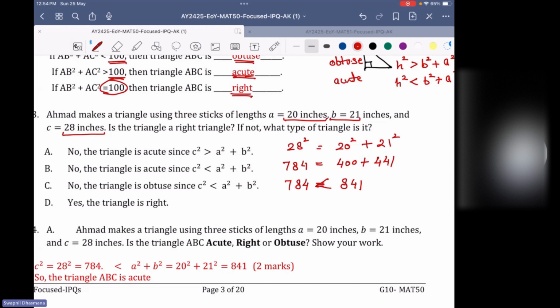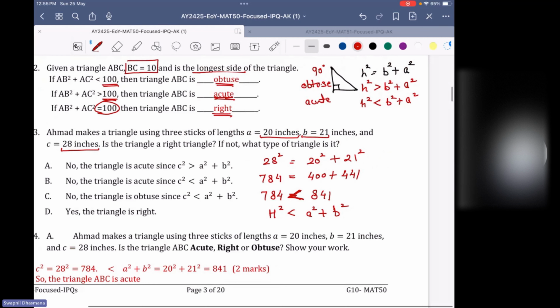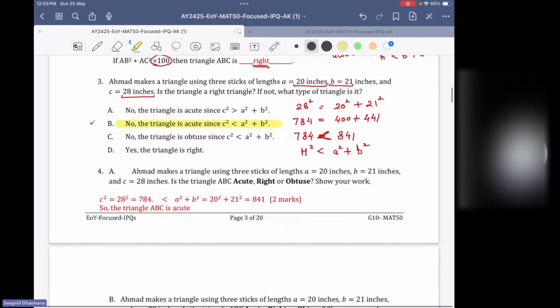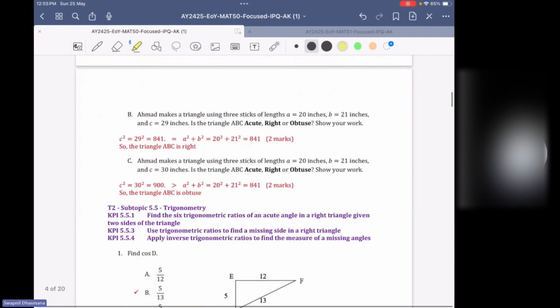Now you can see that this side is greater. So h square is less than a square plus b square, altitude plus base. From the rules that we did above, my bad, it is the smaller case, which means it is acute. Okay. So all these questions are the same.